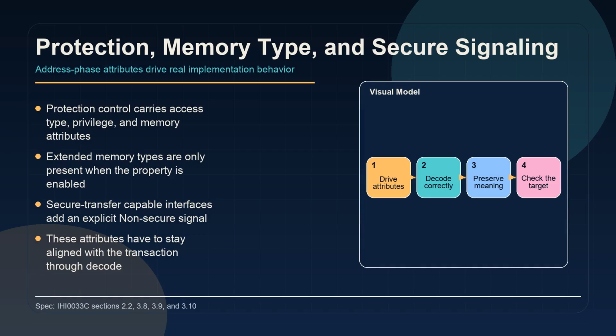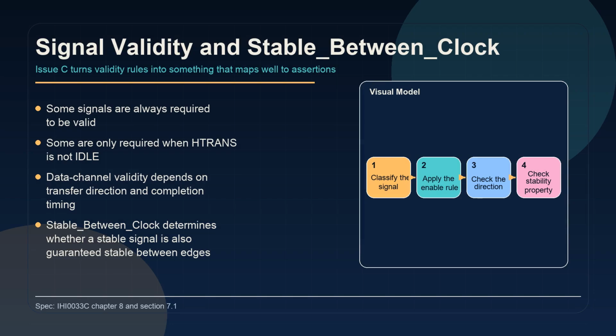Protection and security signals are not decorative metadata. They affect decode, downstream behavior, and what combinations are legal. So the RTL rule is simple. Treat these attributes as part of the transaction, not side notes that can drift away from the address path. Issue C makes signal validity much easier to verify because it gathers the rules in one place. Some signals are always valid, some only when HTRANS is not idle, and some only during the completing data phase. The Stable_Between_Clock property then tells you whether stable signals are also guaranteed stable between sampling edges.